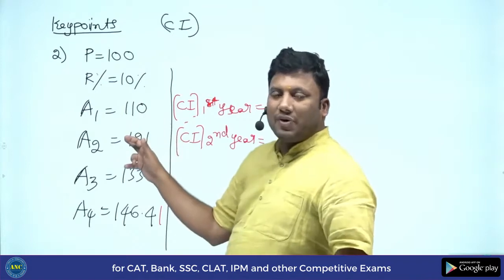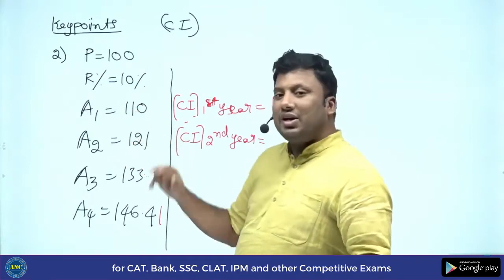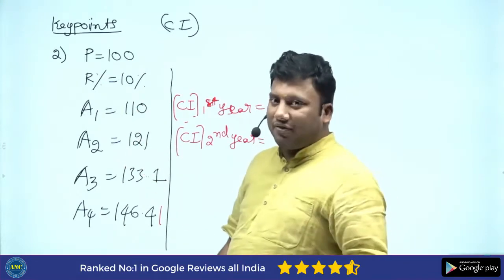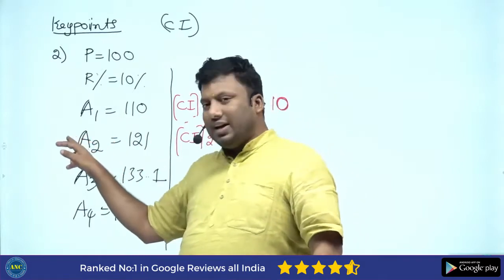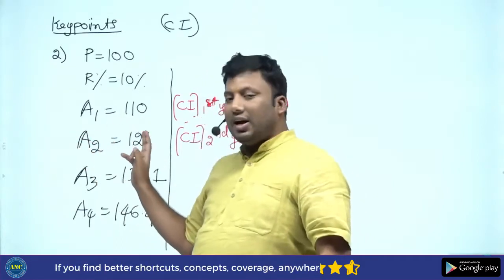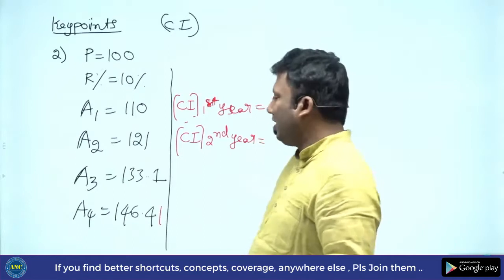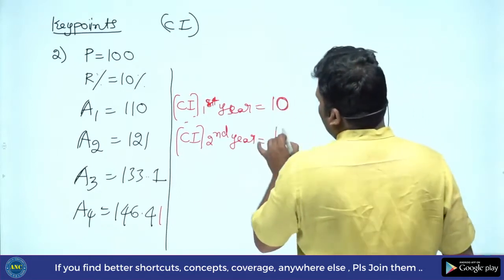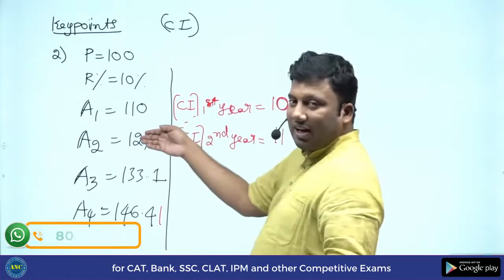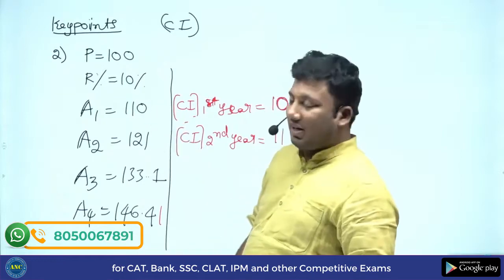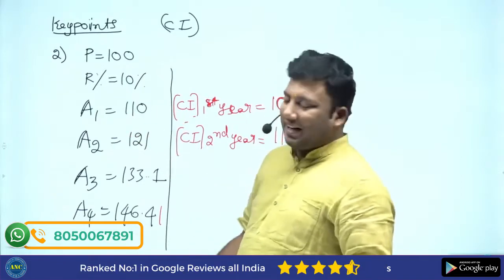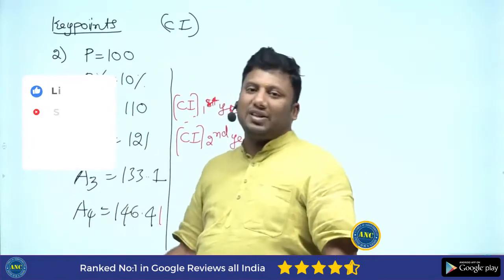110 to 121. The amount at the end of the first year becomes the principal for the second year. So in the second year, I started with 110 and I completed with 121. How much extra did I give? Again, it is 11. What is 11? 121 minus 110.